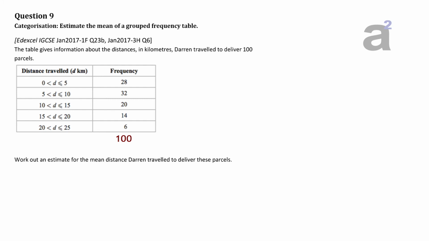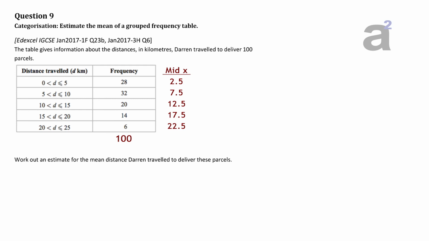So to find the X, we need to find the mid value of the first column. So we can find the midpoint X. The midpoint X is 0 plus 5 divided by 2. 0 plus 5 is 5, 5 by 2 is 2.5. Next mid value is 5 plus 10 divided by 2. 5 plus 10 is 15, 15 divided by 2 is 7.5. Next mid value is 10 plus 15 divided by 2. That is 25, 25 by 2 is 12.5. Then 15 plus 20 divided by 2 is 17.5. 20 plus 25 divided by 2 is 22.5.